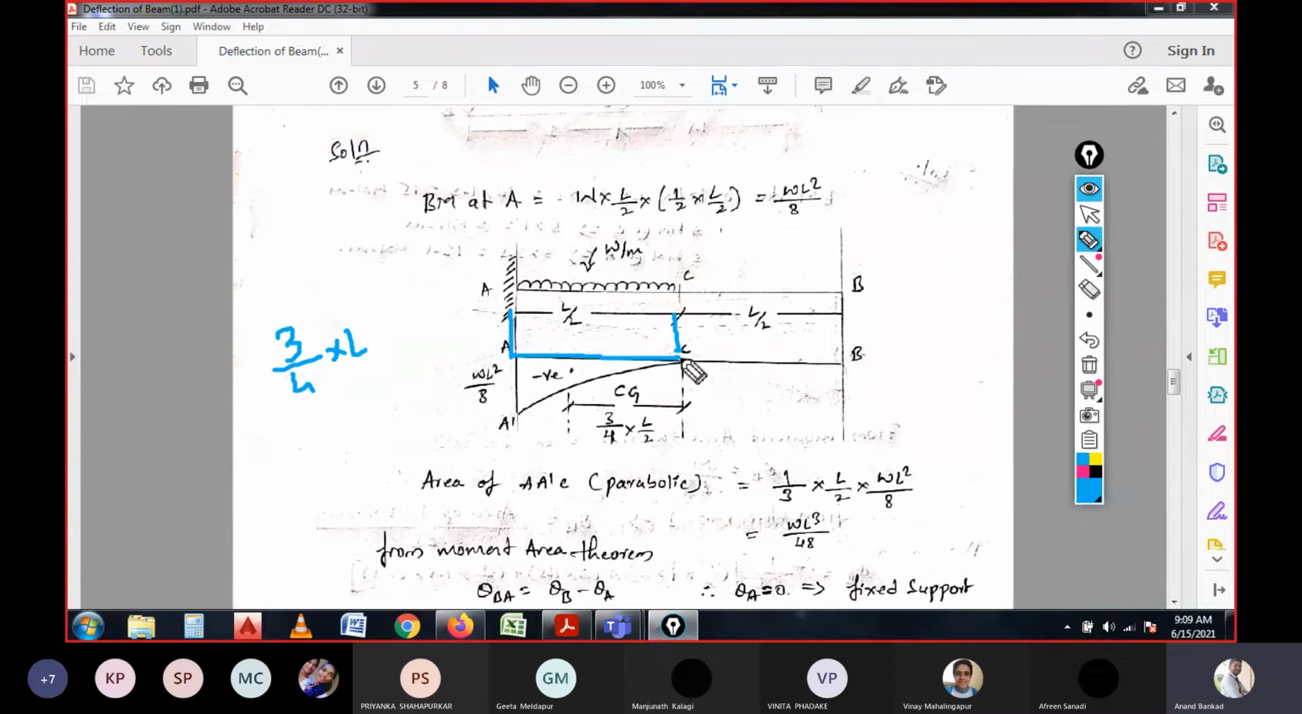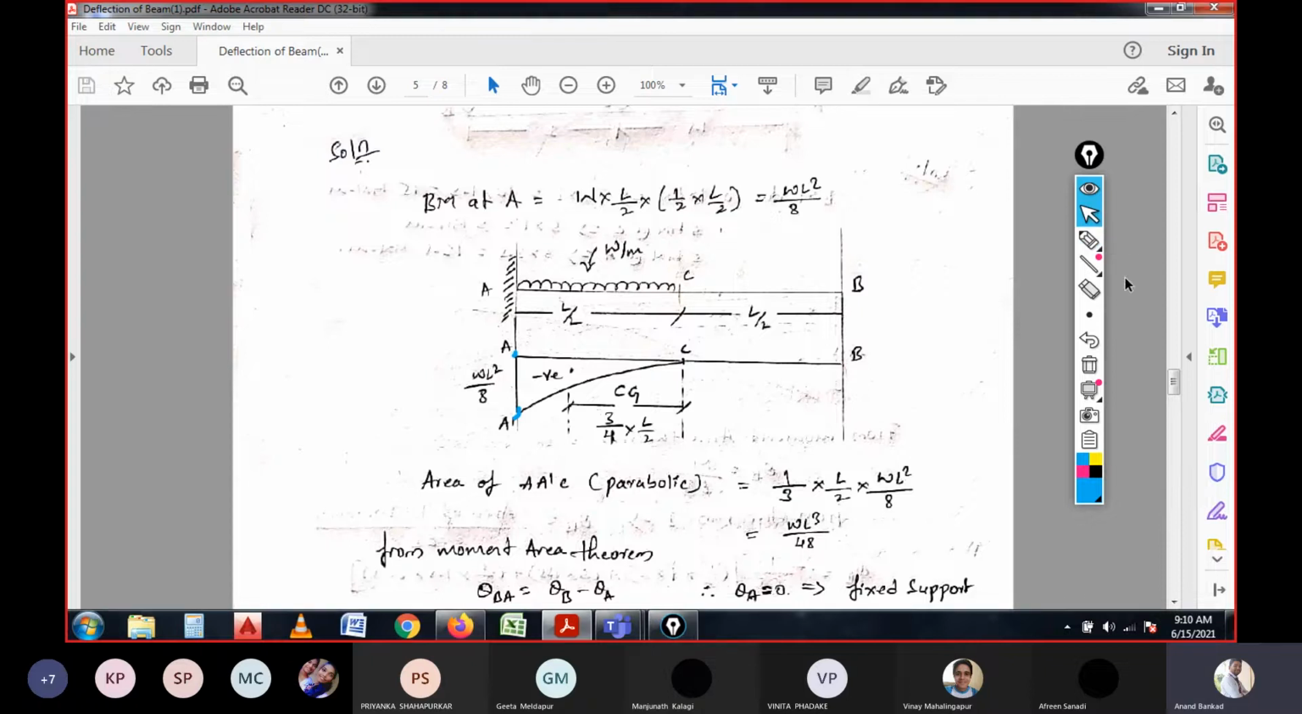Why we are taking the CG from this point is because we need to have the deflection like this. For that, we need to measure from the point where the deflection is maximum. Right? We cannot measure from here because here it has zero deflection, and here we have the maximum deflection at this point. So for that reason, we need to measure the distance of CG from the C point, from here. And now this is the CG distance from C, and here we have WL square by 8 of the moment, that is the height of the triangle.